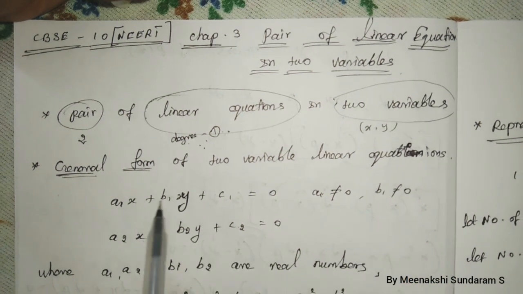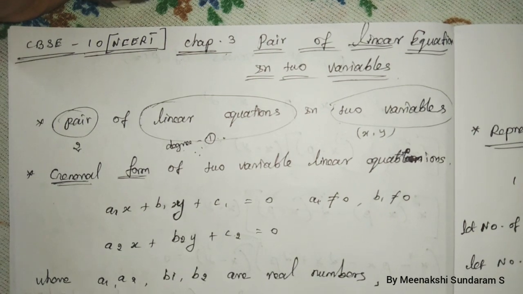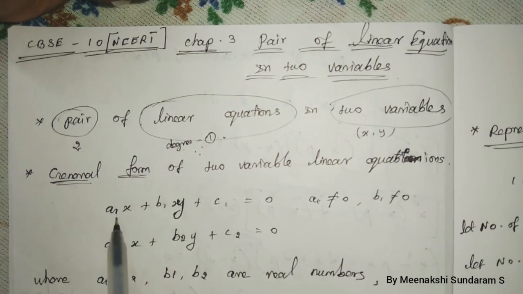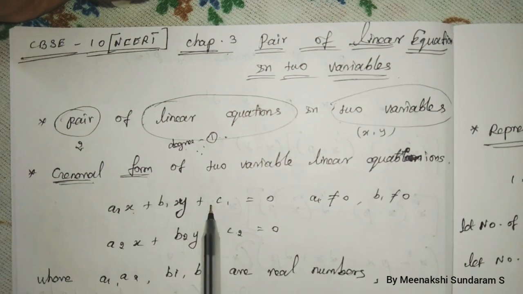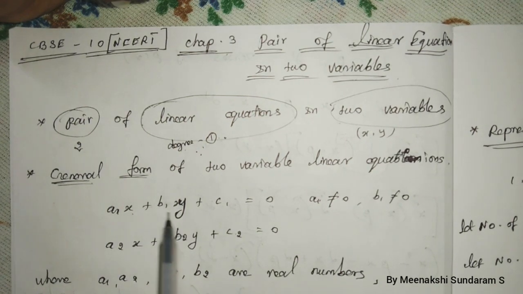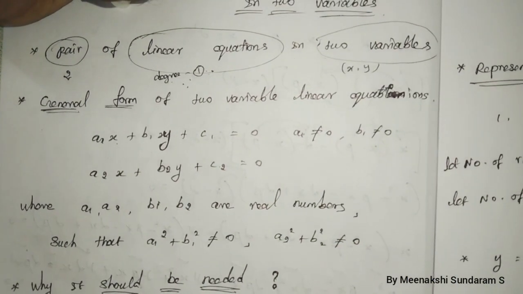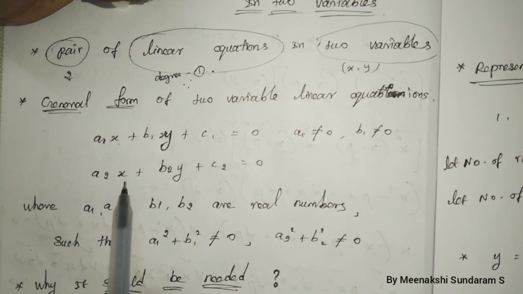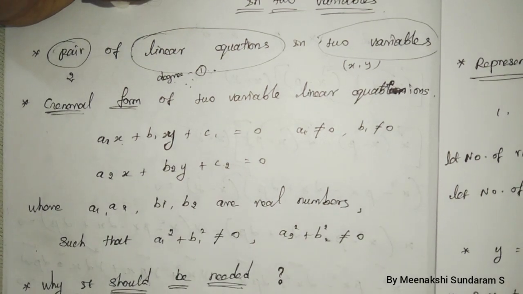Okay, now we can enter the general form of two-variable linear equations. The general form, let me consider, is a1x plus b1y plus c1 equal to 0. Here x and y are the two variables, and the degree is 1, so it is a linear equation in two variables. a1 is the coefficient of x, b1 is the coefficient of y, and c1 is a constant. Next equation, since it is a pair of equations: a2x plus b2y plus c2 is equal to 0. Again x and y are the two variables, a2 is the coefficient of x, b2 is the coefficient of y, and c2 is a constant.